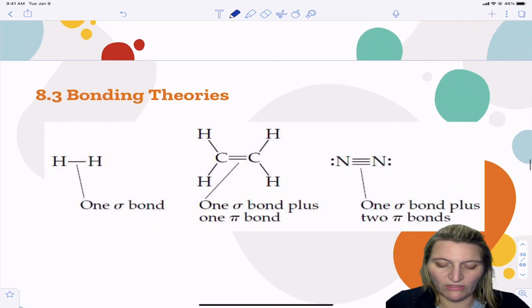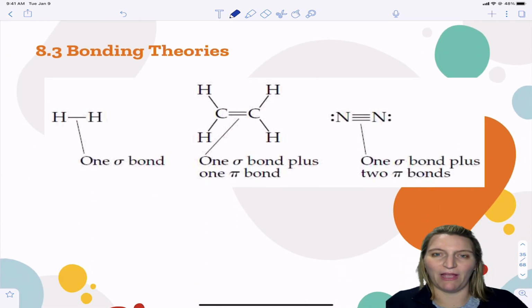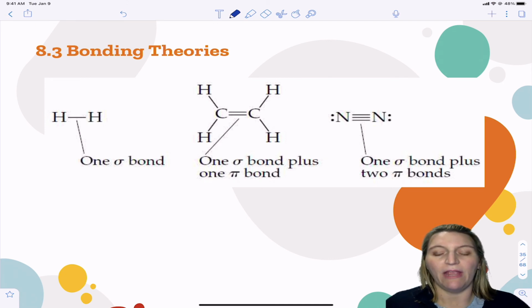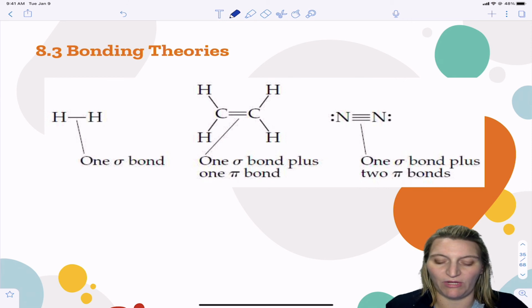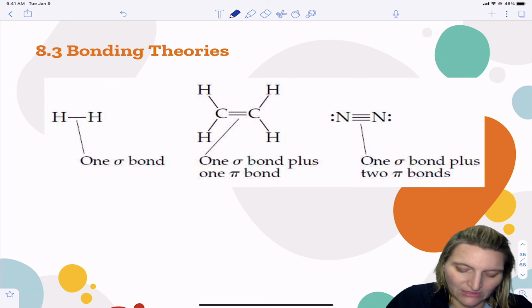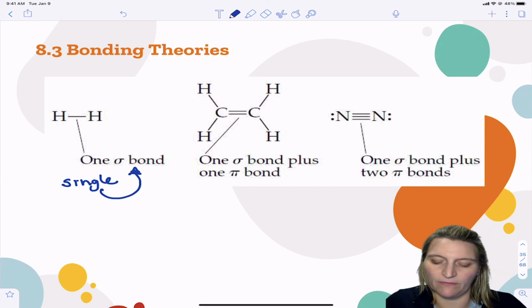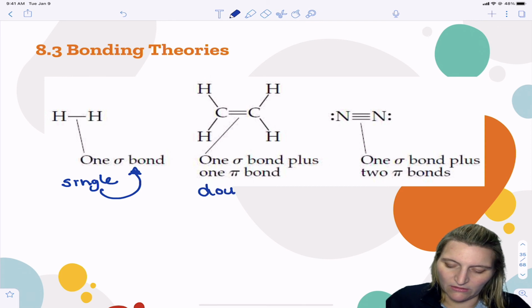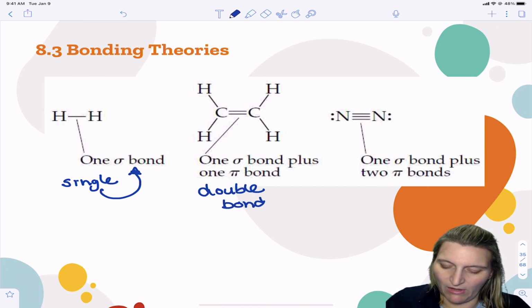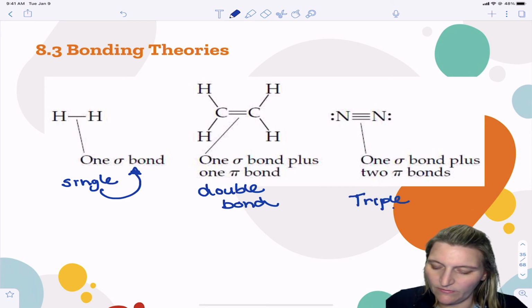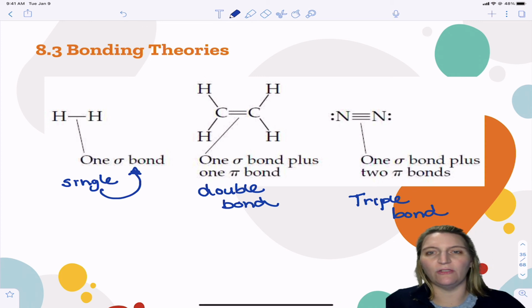And so what do you need to know about sigma and pi bonds? Well, you need to be able to define them, what makes the difference between them. And then you also need to be able to count how many bonds of each type are in a molecule. And so this is really the most important piece right here, is that a single bond is one sigma bond. A double bond is one sigma and one pi. And a triple bond is one sigma and two pi.